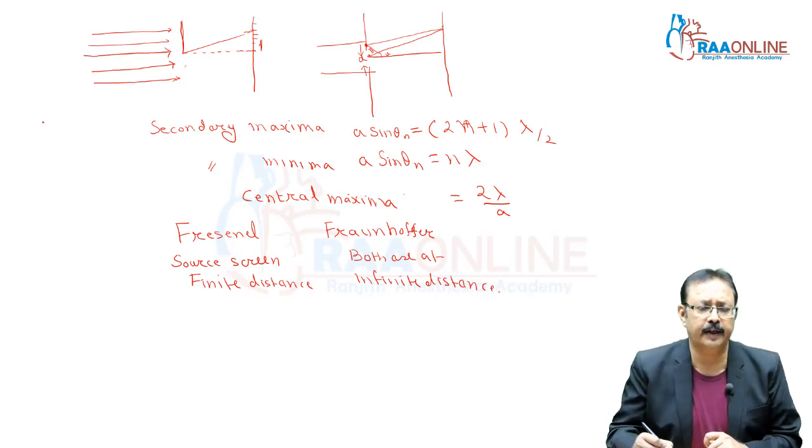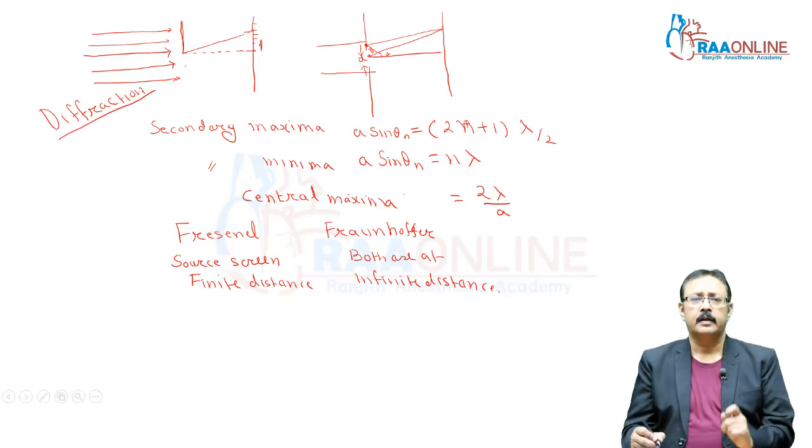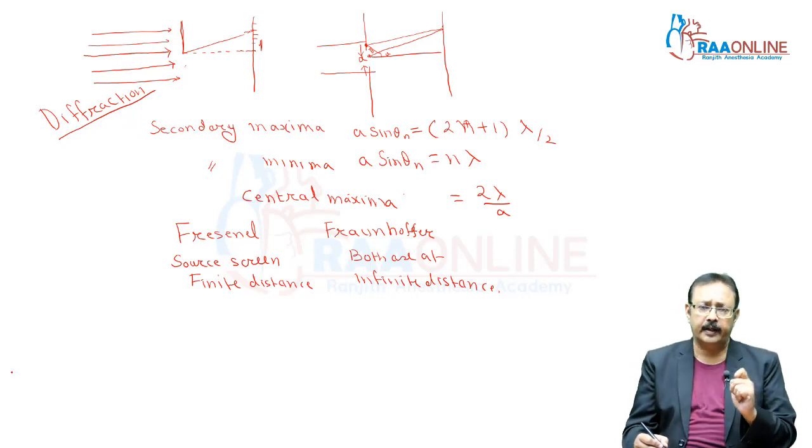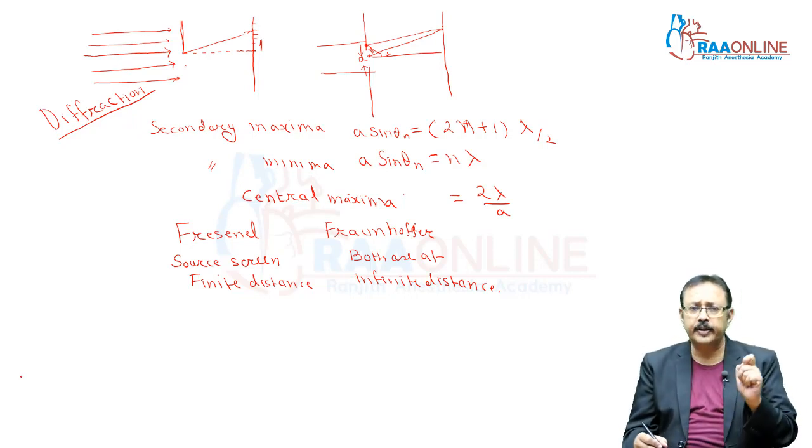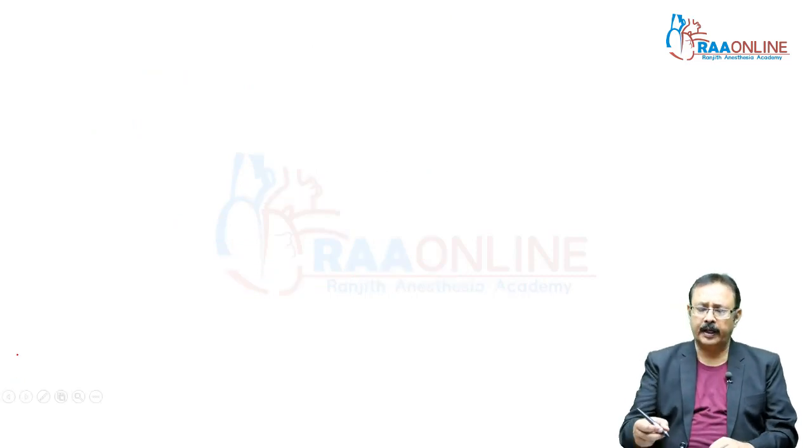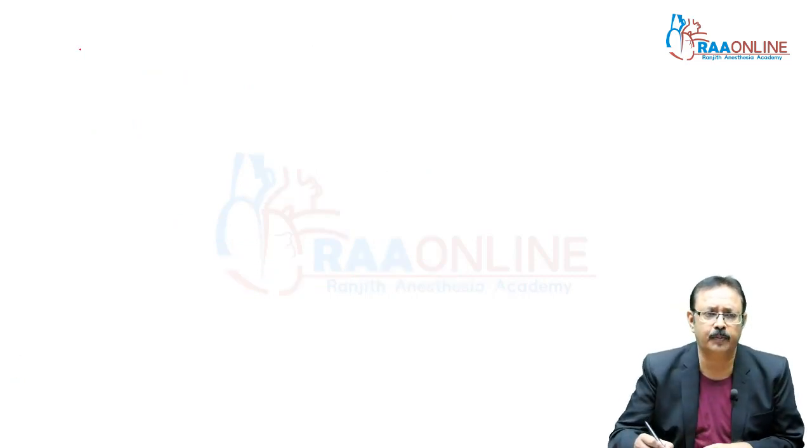It was diffraction of light. Interference means redistribution of light energy. Diffraction means bending of light. What is polarization? The third one is polarization.